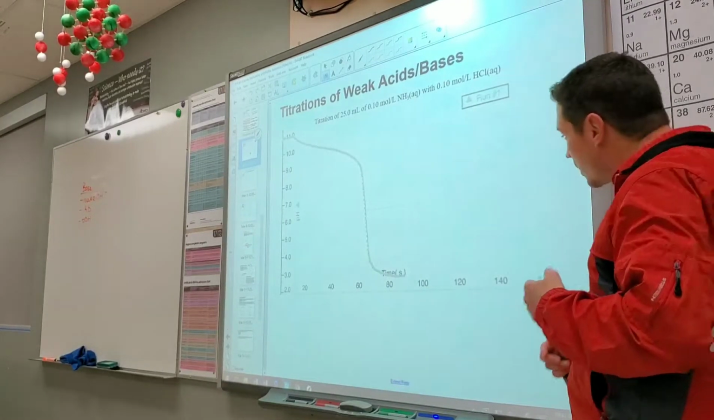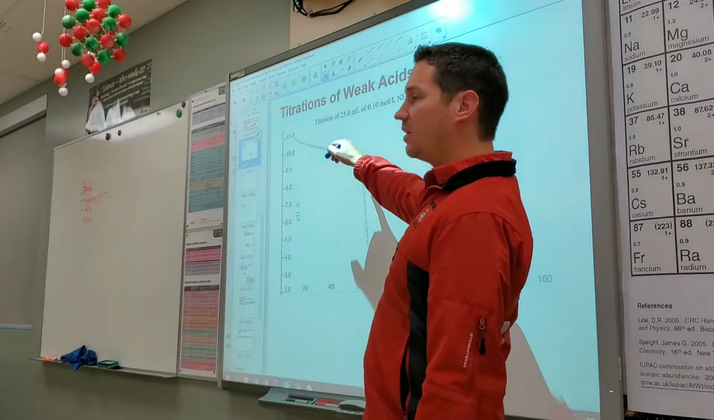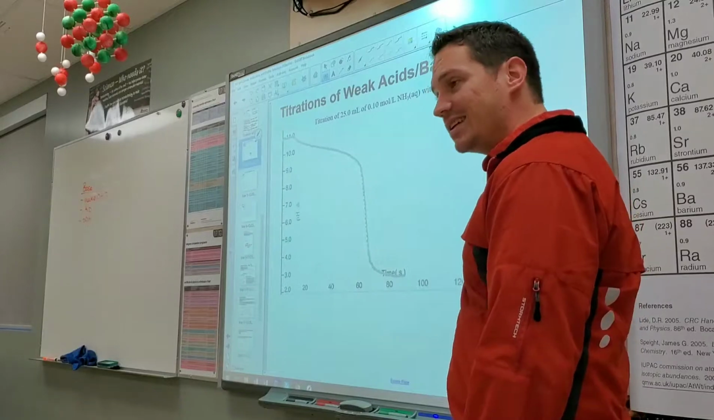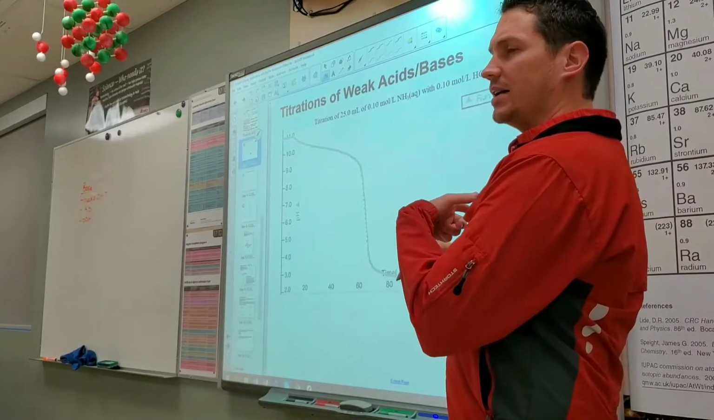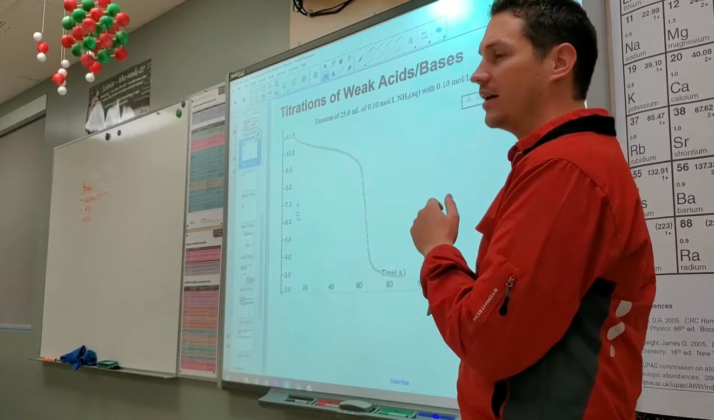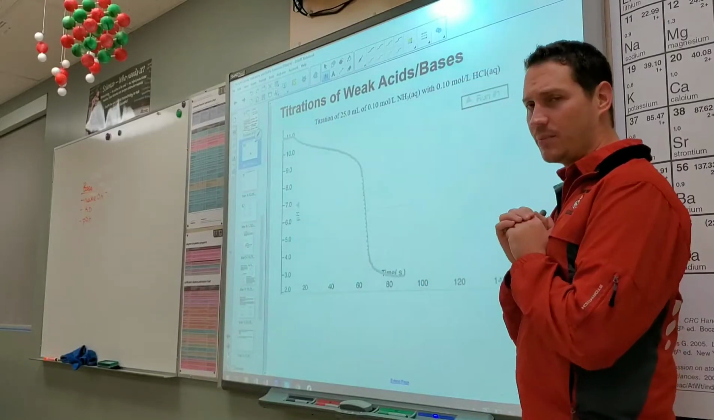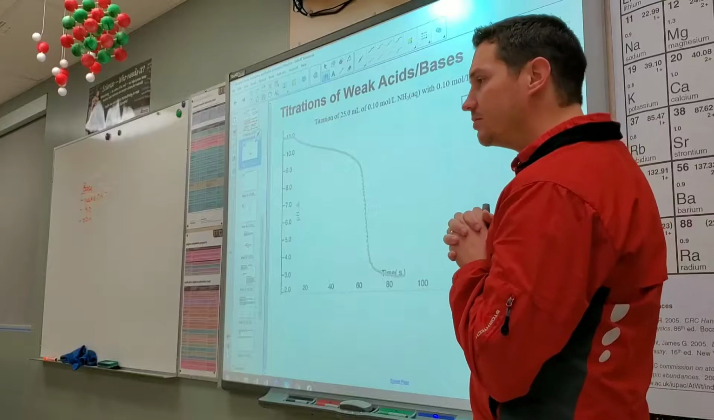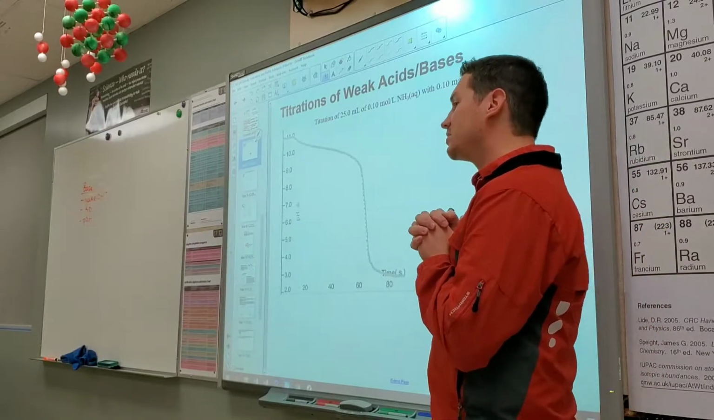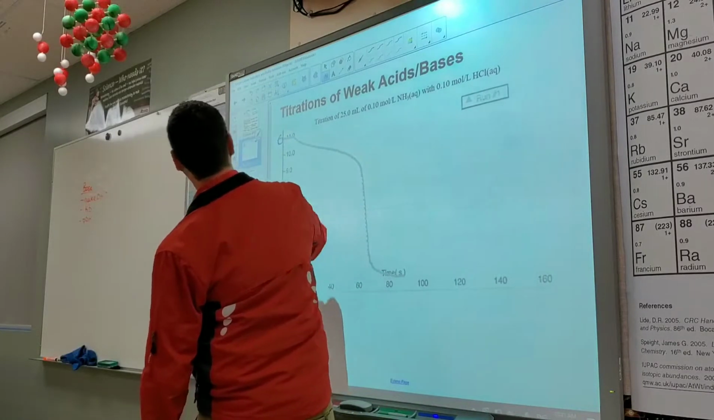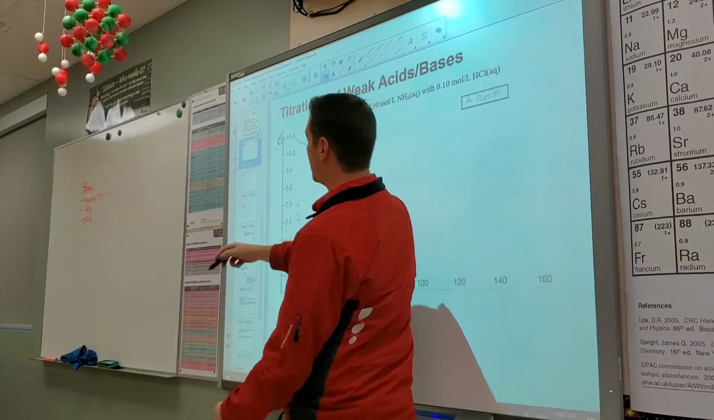So here we have the titration of ammonia with hydrochloric acid. So what in here is my titrant, and what in here is my analyte, or my sample? What's the sample here? Max, what's ammonia? Ammonia, right? So we're starting at a really high pH, so basic.